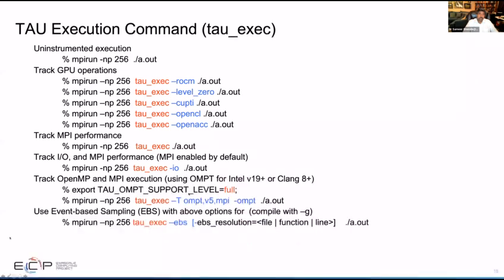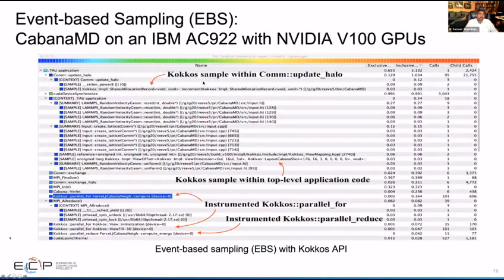So with this, you can generate detailed profiles that show, in this case, on an IBM AC922 system, a molecular dynamics code called Kokkos MD. It's executing on NVIDIA V100 GPUs on an IBM system. And you can see exactly how much time was spent in individual source lines like this, and see the exclusive and inclusive time. You can see the CUDA device synchronization overhead, MPI calls, and you can pretty much take a slice through the layers of the runtime and see exactly where the application is spending its time.